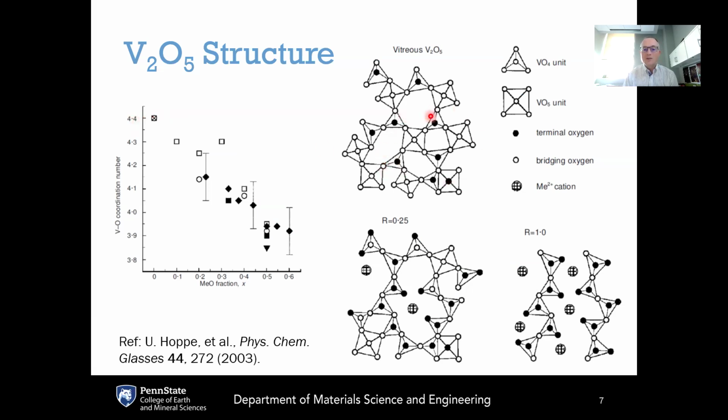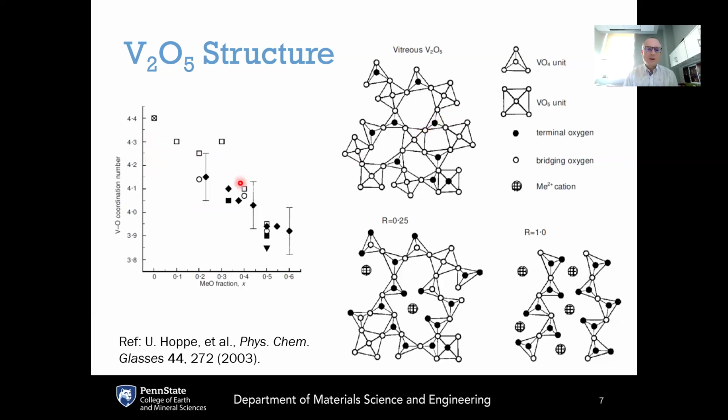You can see some of the structure sketched out here where there is a VO4 unit and a VO5 unit, and there'd be a mixing of these different types of polytopes in the glass network where the VO4 units and the VO5 units can be bonded together through corner sharing as specified by Zachariasen.